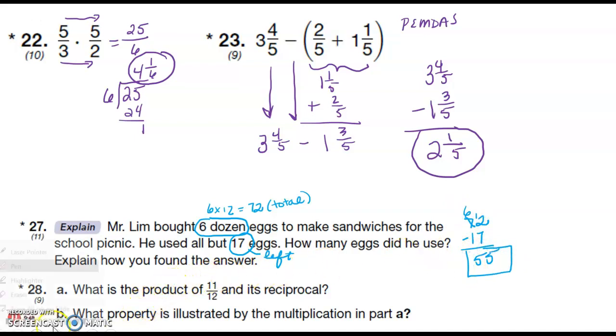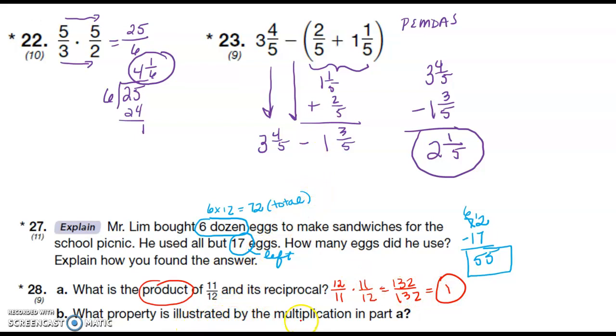All right, change color. 28. What is the product of 11/12 and its reciprocal? So the reciprocal of 11/12 is 12 over 11. And product is the answer to a multiplication problem. So let's do that. What is 12 times 11? 132. So what I end up getting is 132 over 132, which is 1.